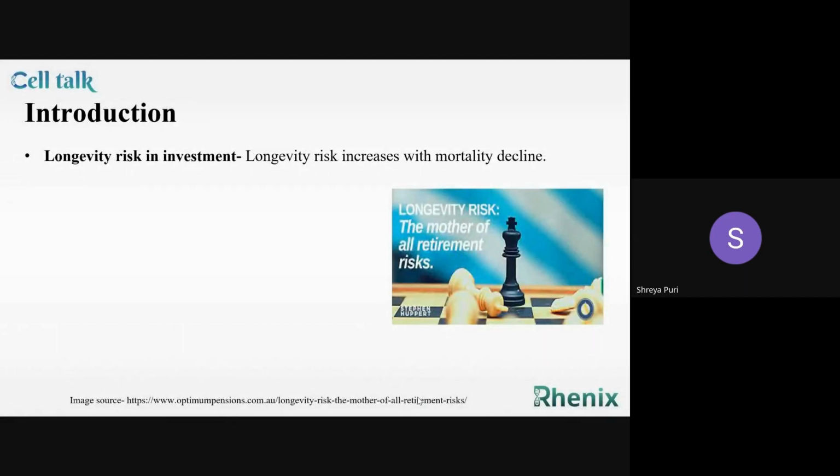Longevity risk in investment. Longevity risk means people will live longer and have a higher life expectancy, and in investment, it impacts financial plans. It has an indirect relationship with mortality. As mortality declines, longevity risk increases, resulting in reduced returns on investments.